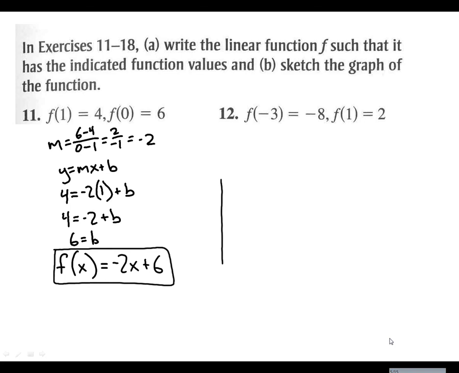Graph will look like this. We'll go up 6, 5, 6, make a dot, down 2, over 1. Connect your dots for the sketch.